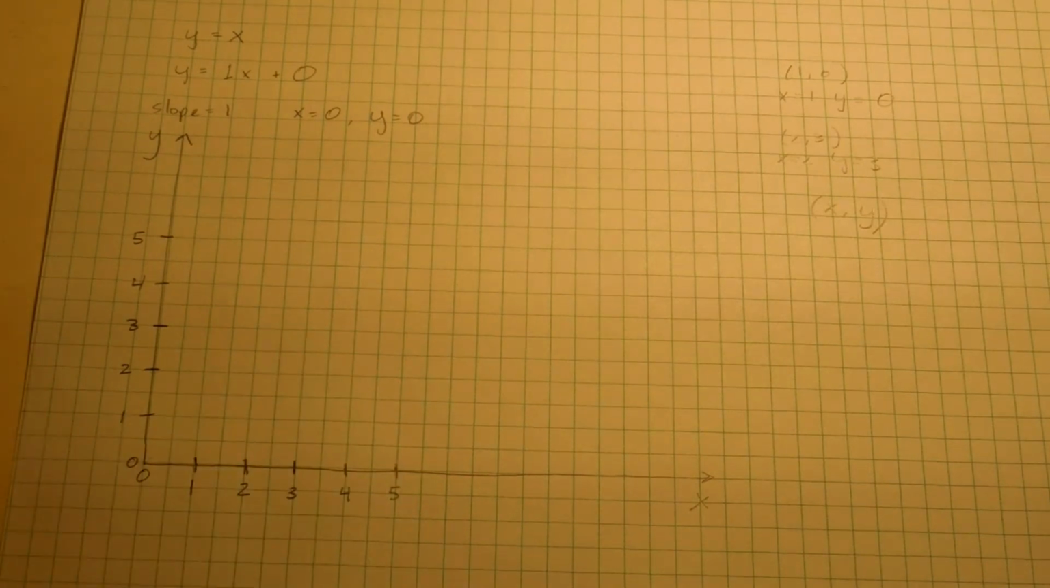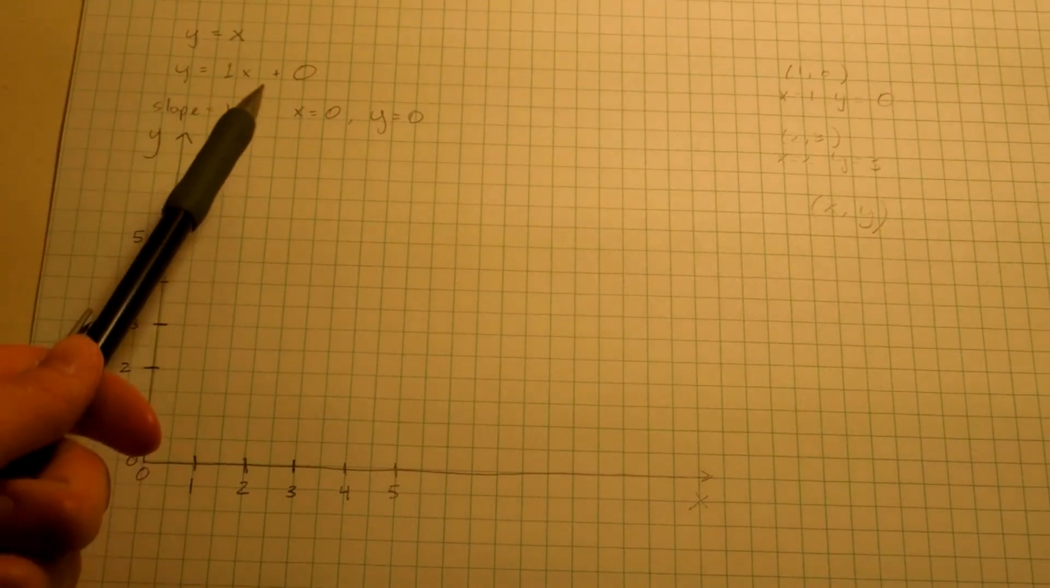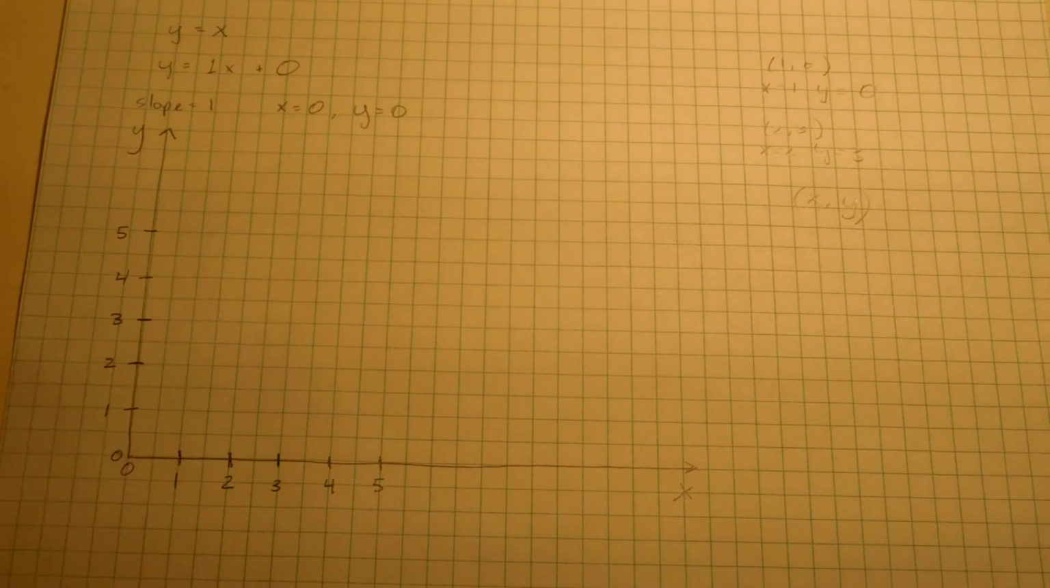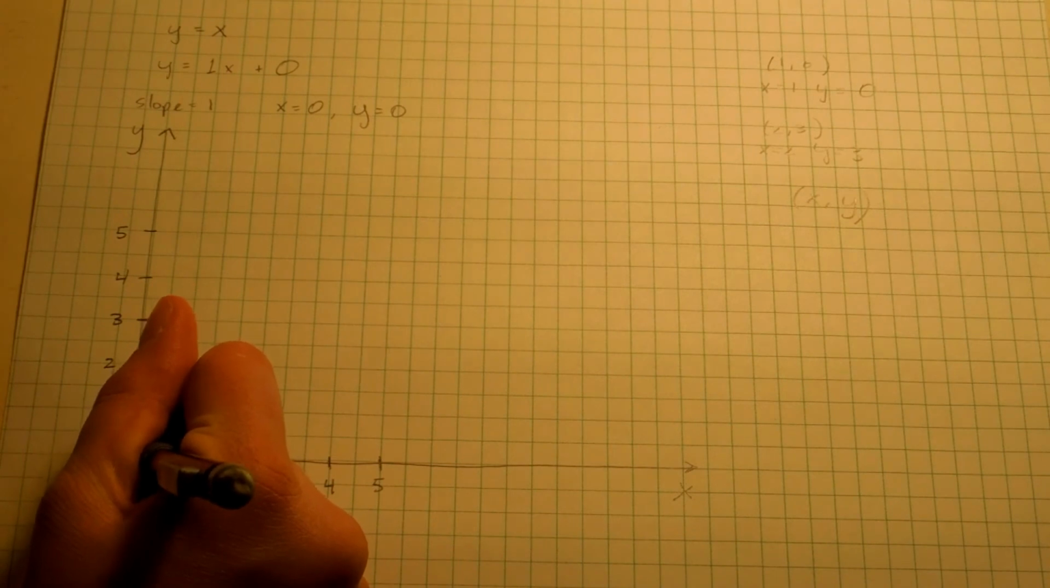For graphing y equals mx plus b, all you need to do is find the b, or y-intercept, and then you can graph the rest. Let's go back to y equals x. Remember that the y-intercept is 0, which means when x equals 0, y equals 0. Let's find x equals 0 and y equals 0 on the number line. So look, x equals 0, y equals 0. It's right here. I'm going to draw a dot.